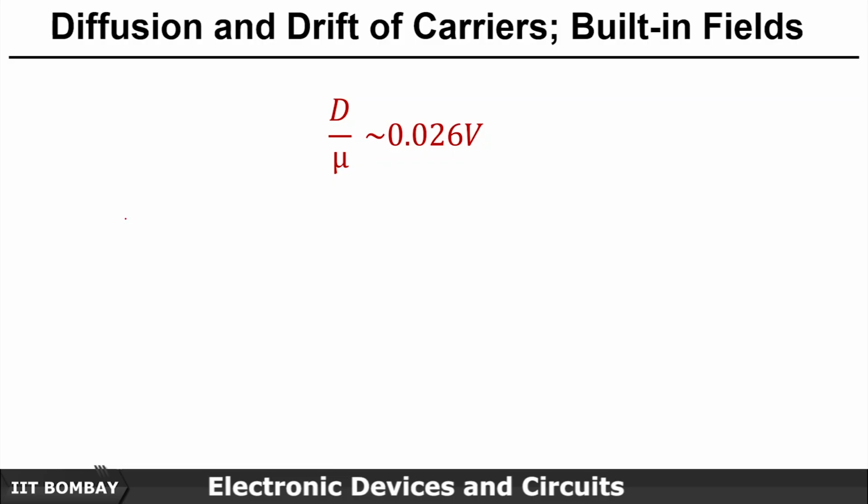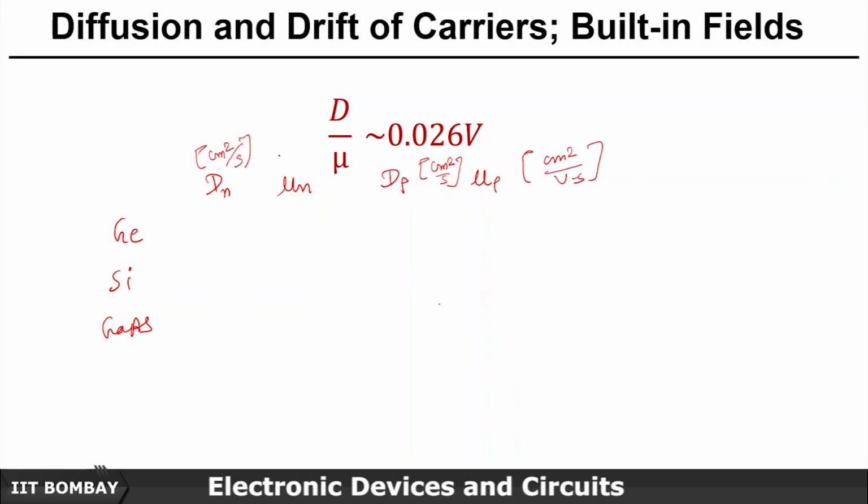Okay. So, let us talk about the three most popular ones which we will discuss thoroughly in this course: germanium, silicon and gallium arsenide. So, their values: diffusion coefficient of electrons, mu n, diffusion coefficient of holes, mobility of the holes. So, we will talk about these 4 parameters, and the unit of the diffusion coefficient is centimeter square per second, and similarly for mobility it is centimeter square per volt second.